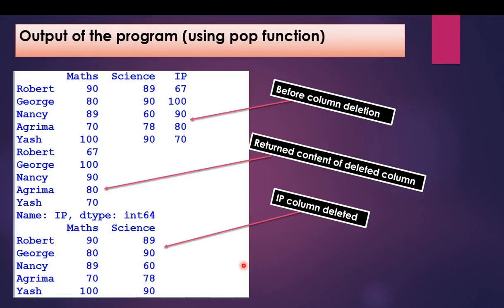See the output. Before column deletion, it is showing 3 columns. After giving the statement pop, it returns the content of the deleted column, and then after the pop statement, it is showing the resultant data frame. Now when it returns the content of the deleted column, it is shown in the last statement as name IP. That means column IP is deleted from the original data frame.